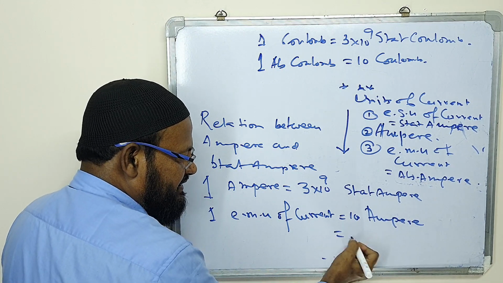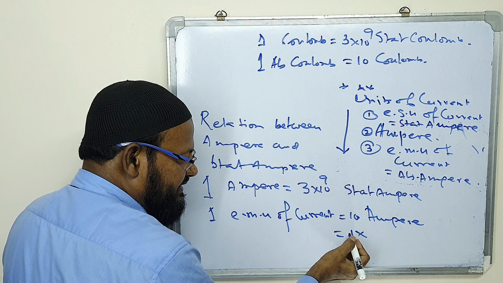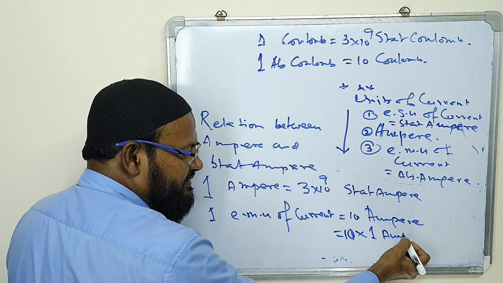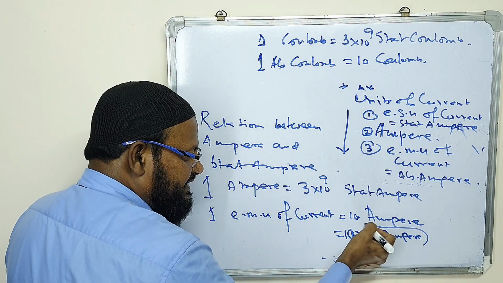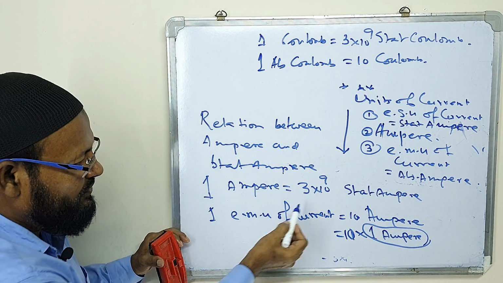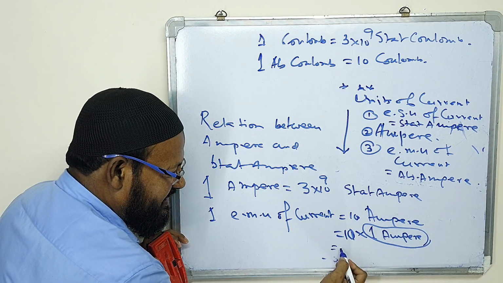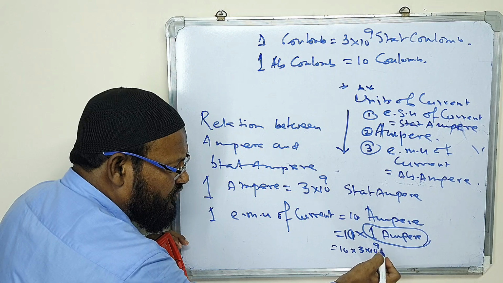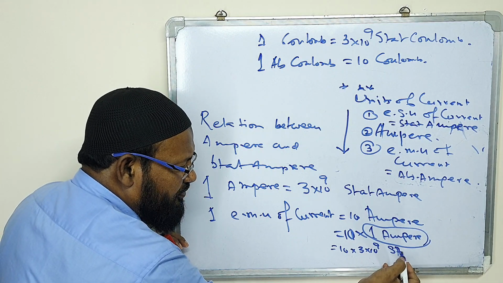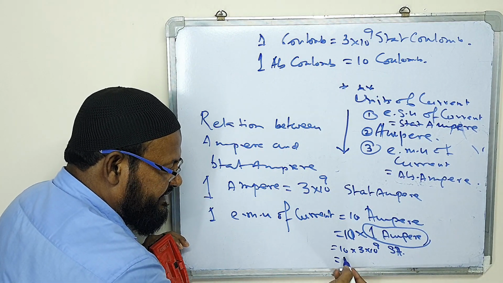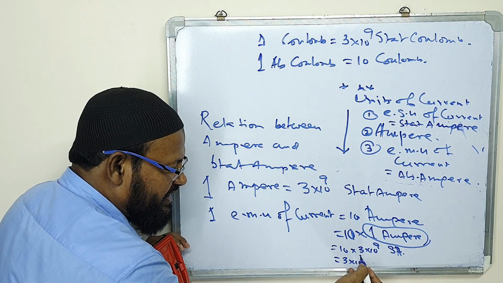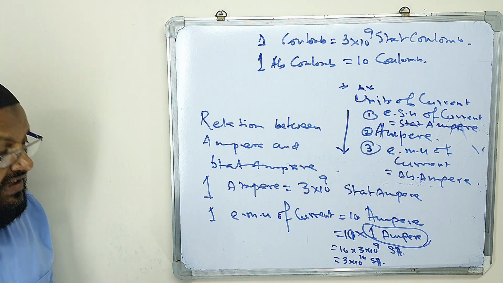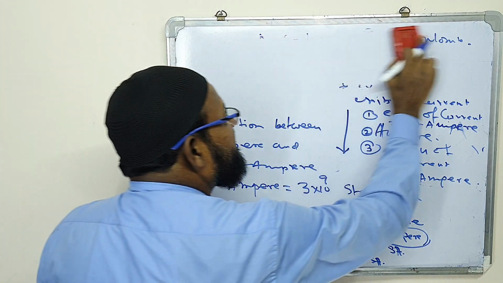We can write 10 into 1 ampere. Please see, 1 ampere equals what? 3 into 10 to the power 9. Now put it here. What is this? Sir, this is 3 into 10 to the power 9 state ampere. I am writing in short: this is 3 into 10 to the power 10 state ampere. The unit is very, very important in this chapter.